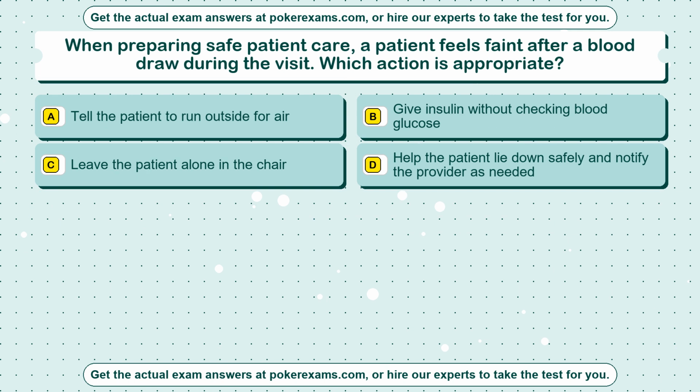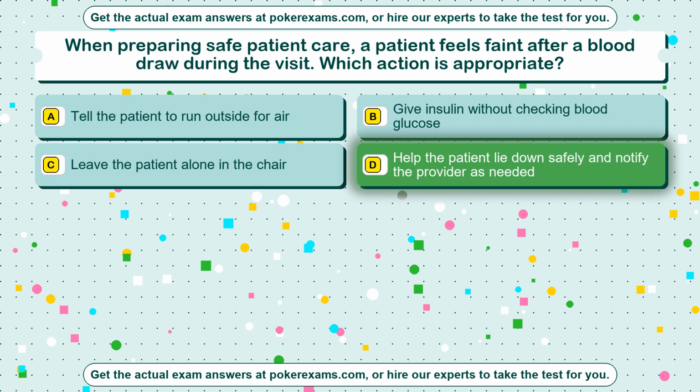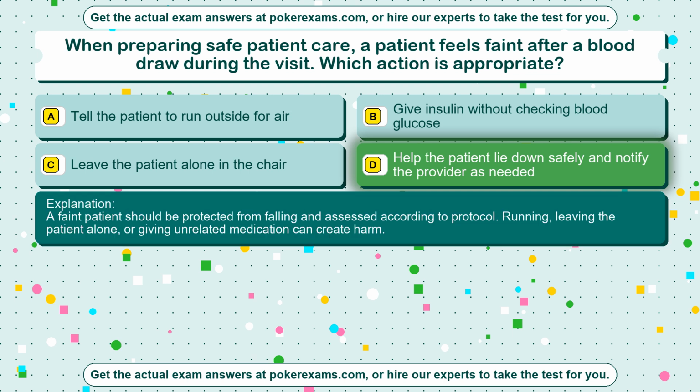Question 89. When preparing safe patient care, a patient feels faint after a blood draw during the visit. Which action is appropriate? Option A, tell the patient to run outside for air. Option B, give insulin without checking blood glucose. Option C, leave the patient alone in the chair. Option D, help the patient lie down safely and notify the provider as needed. The correct answer is option D, help the patient lie down safely and notify the provider as needed. A faint patient should be protected from falling and assessed according to protocol. Running, leaving the patient alone, or giving unrelated medication can create harm.